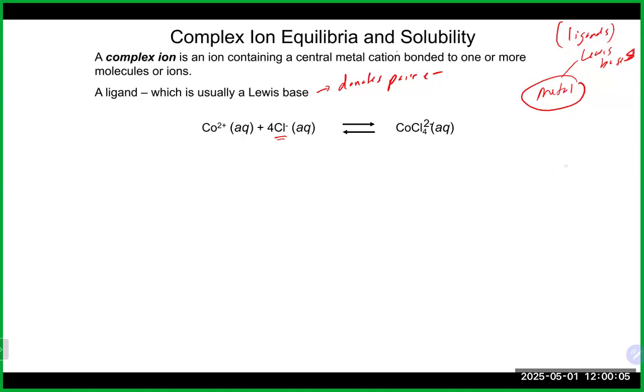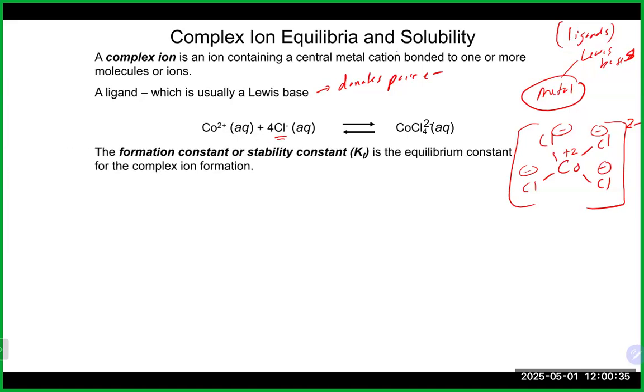Cobalt will basically be in the middle. It will have all 4 of those chlorides attached at some point. And overall, this thing is going to have a -2 charge. That's because the cobalt has a +2 charge, and each of these chlorides is -1. So obviously -4 + 2 is -2 overall for our complex ion. This will set up an equilibrium. And because it does, you can write an equilibrium constant for it.